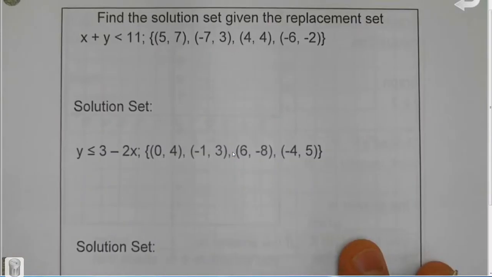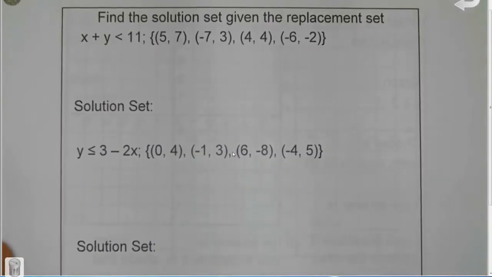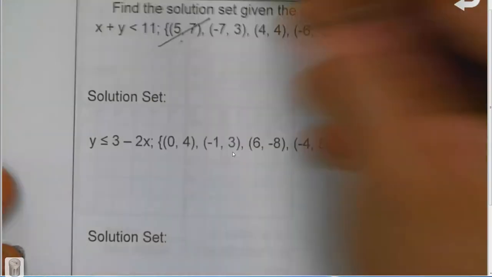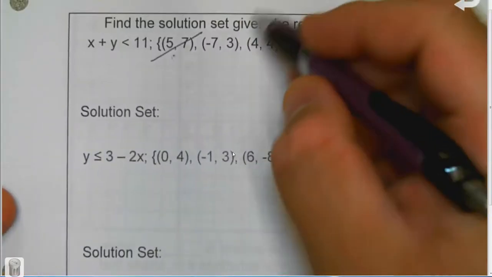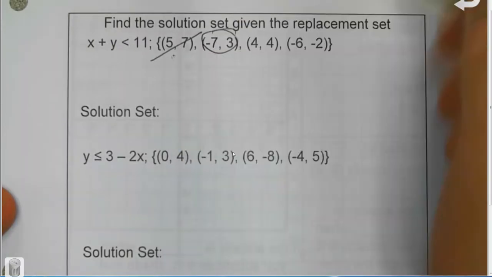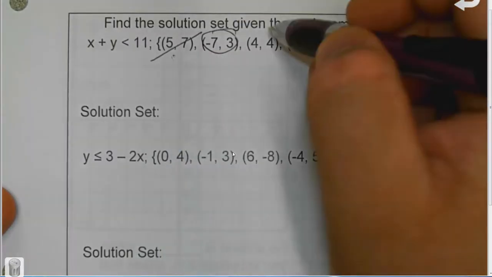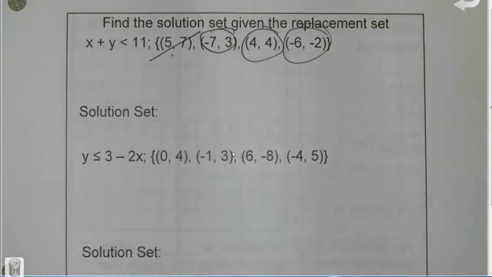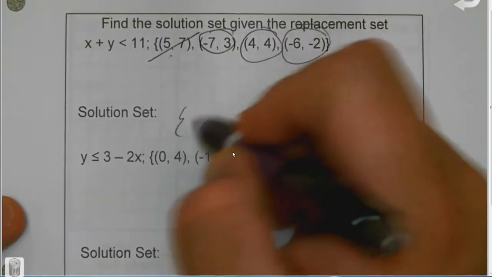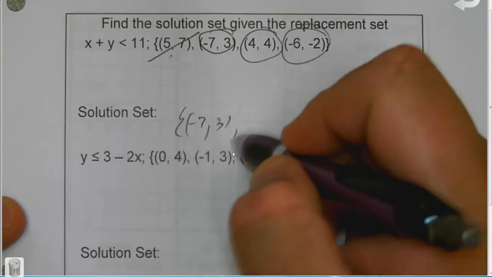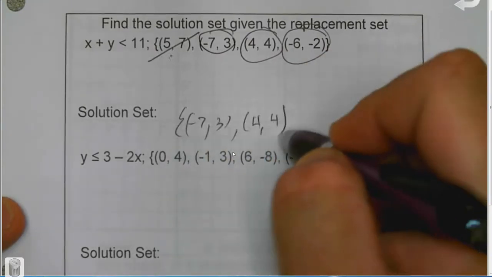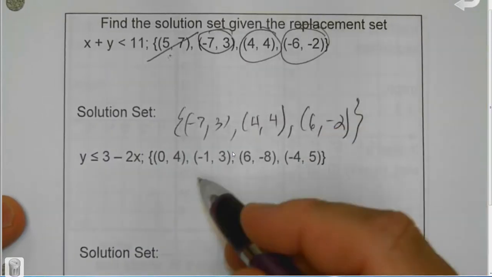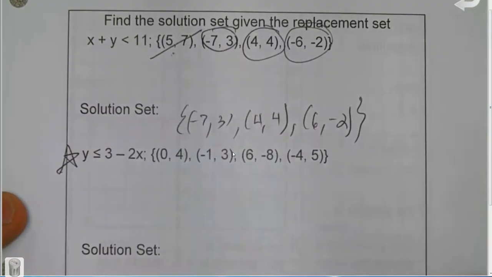We also know how to plug in and find a solution set, given the replacement set. So is 5 plus 7 less than 11? No. Is negative 7 plus 3 less than 11? Yes. Is 4 plus 4 less than 11? Yes. Is negative 6 plus negative 2 less than 11? Yes. So, that's our answer. I don't want to spend a lot of time on that. You can do this on your own time. So we're going to go ahead and do that one as well.